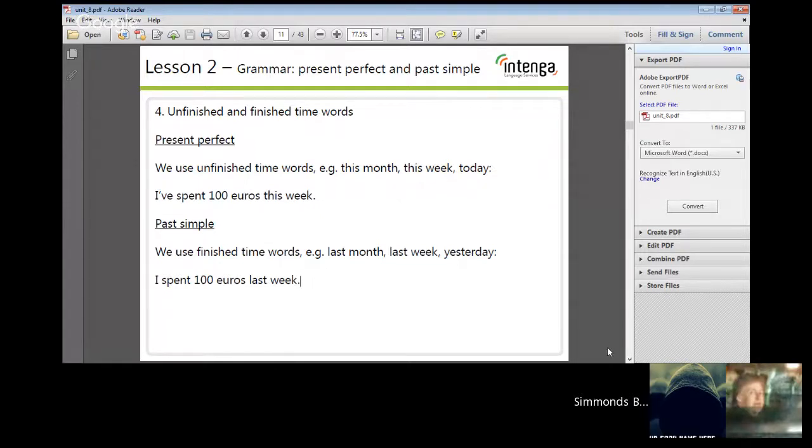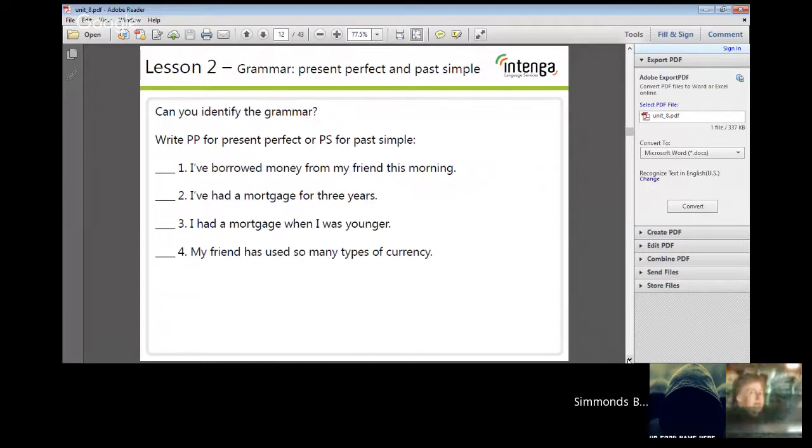Perfect. Well, it looks like all that is finished. So let's go to this one. So this is present perfect or past simple. So let's just talk about: I've borrowed money from my friend this morning. Which one, PP or PS? Present perfect. Very good. And this is perfect, because it's I've borrowed.